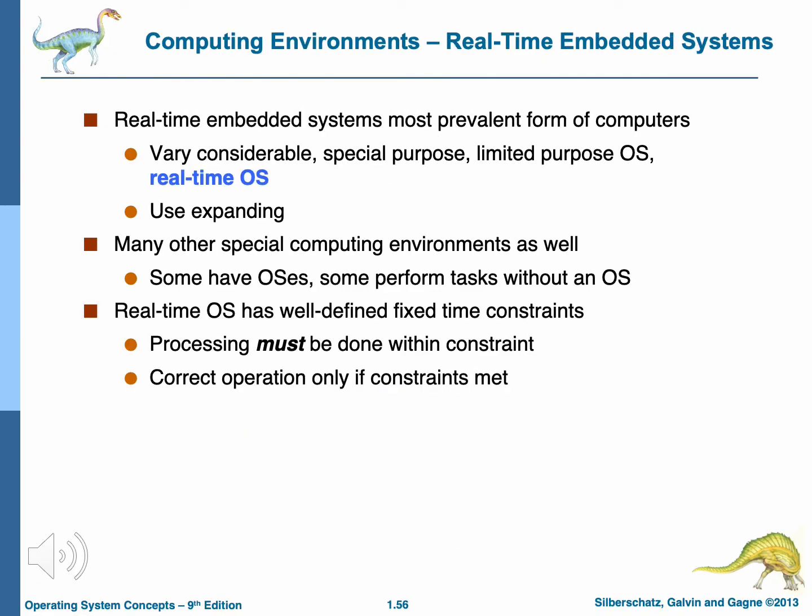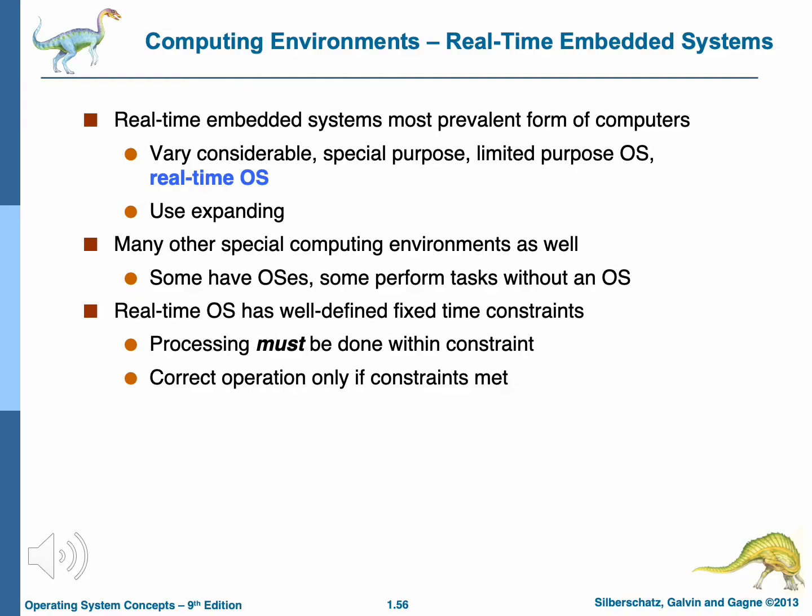Real-time embedded systems. Embedded computers are the most prevalent form of computers in existence. These devices are found everywhere, from car engines and manufacturing robots to DVDs and microwave ovens. They tend to have very specific tasks. The systems they run on are usually primitive, and so the operating systems provide limited features. Usually, they have little or no user interface, preferring to spend their time monitoring and managing hardware devices such as automobile engines and robotic arms.